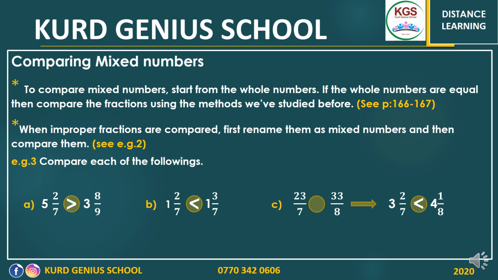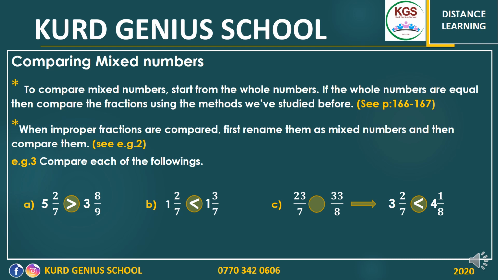B. We have 1 and 2 sevenths and 1 and 3 sevenths. Which one is greater? According to the first note, we should start comparing from the whole numbers. Both of the whole numbers are 1, so they are the same. What should I do now? We should look at the fractions. We have 2 sevenths and 3 sevenths.